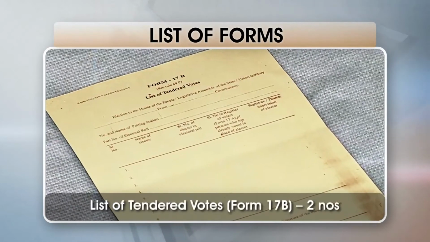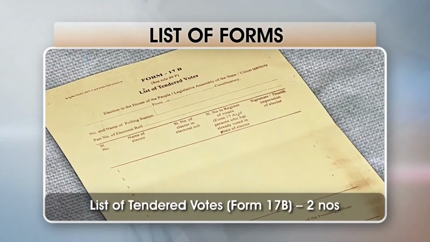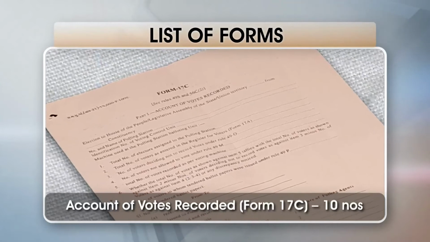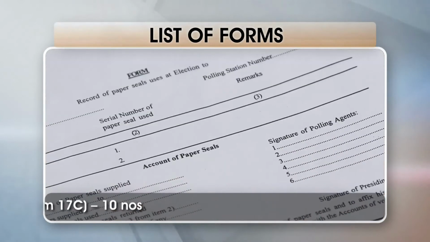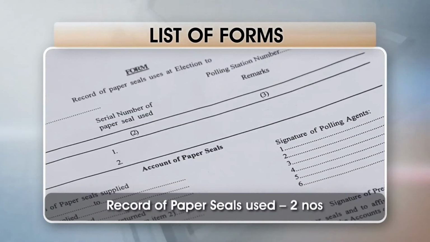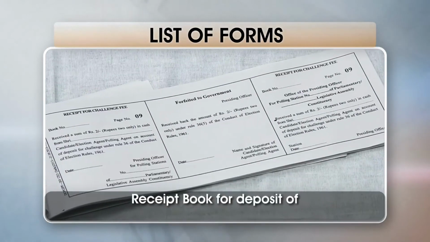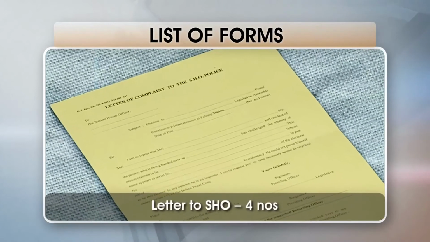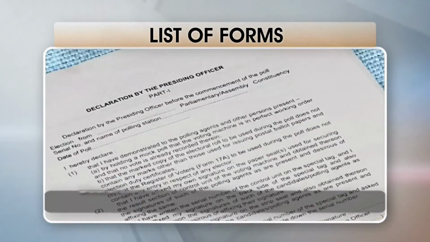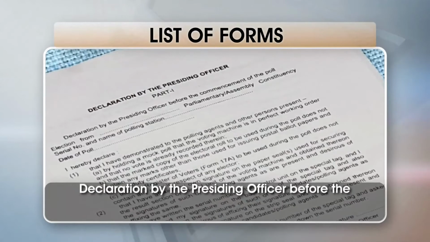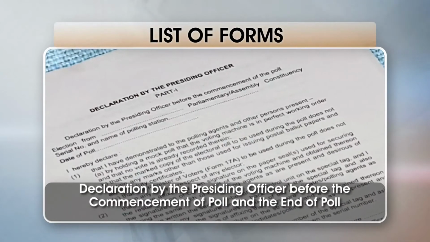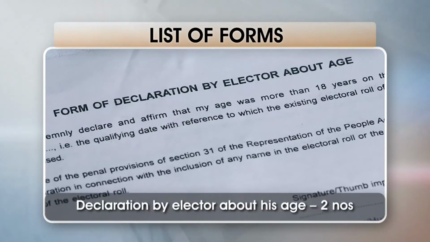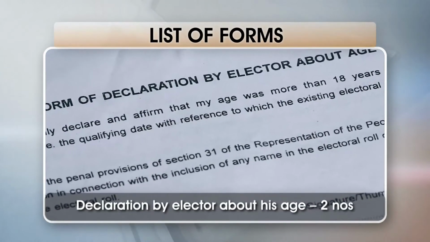List of tendered votes, Form 17B, 2 numbers. Account of votes recorded, Form 17C, 10 numbers. Record of paper seals used, 2 numbers. Receipt book for deposit of challenged votes fee, 1 book. Letter to SHO, 4 numbers. Declaration by the presiding officer before the commencement of poll and the end of poll, Part 1 to 4, 2 sets. Declaration by elector about his age, 2 numbers.